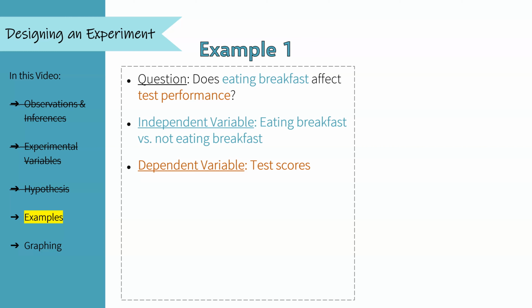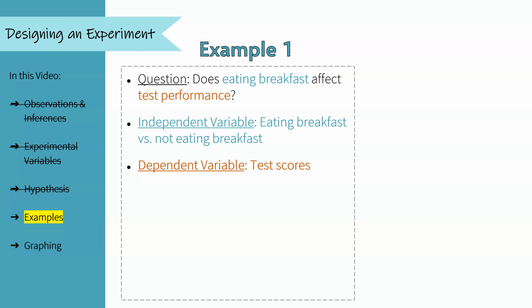So what I've done in these examples that we're looking at is I've highlighted all the information about the independent variable in blue and all the information about the dependent variable in this orange coppery color. So you can see where they appear in the question, in the hypothesis, and then later on in the graph.